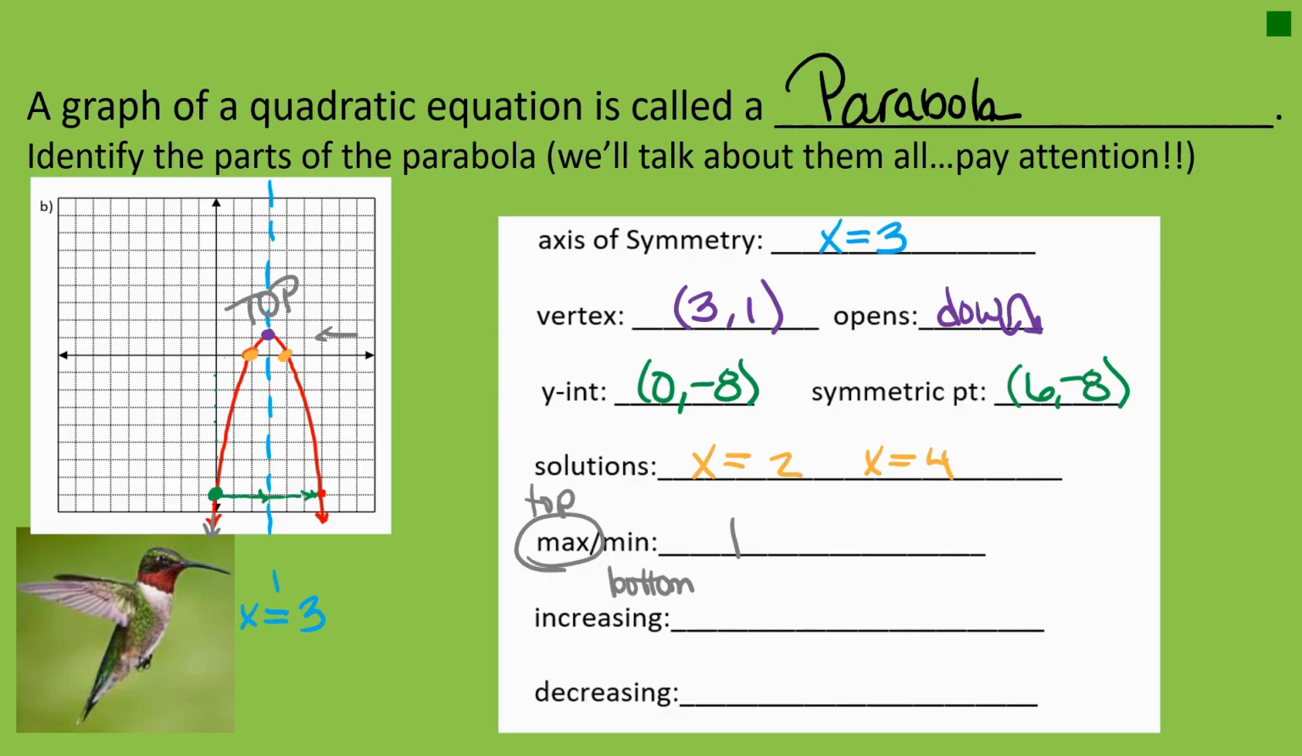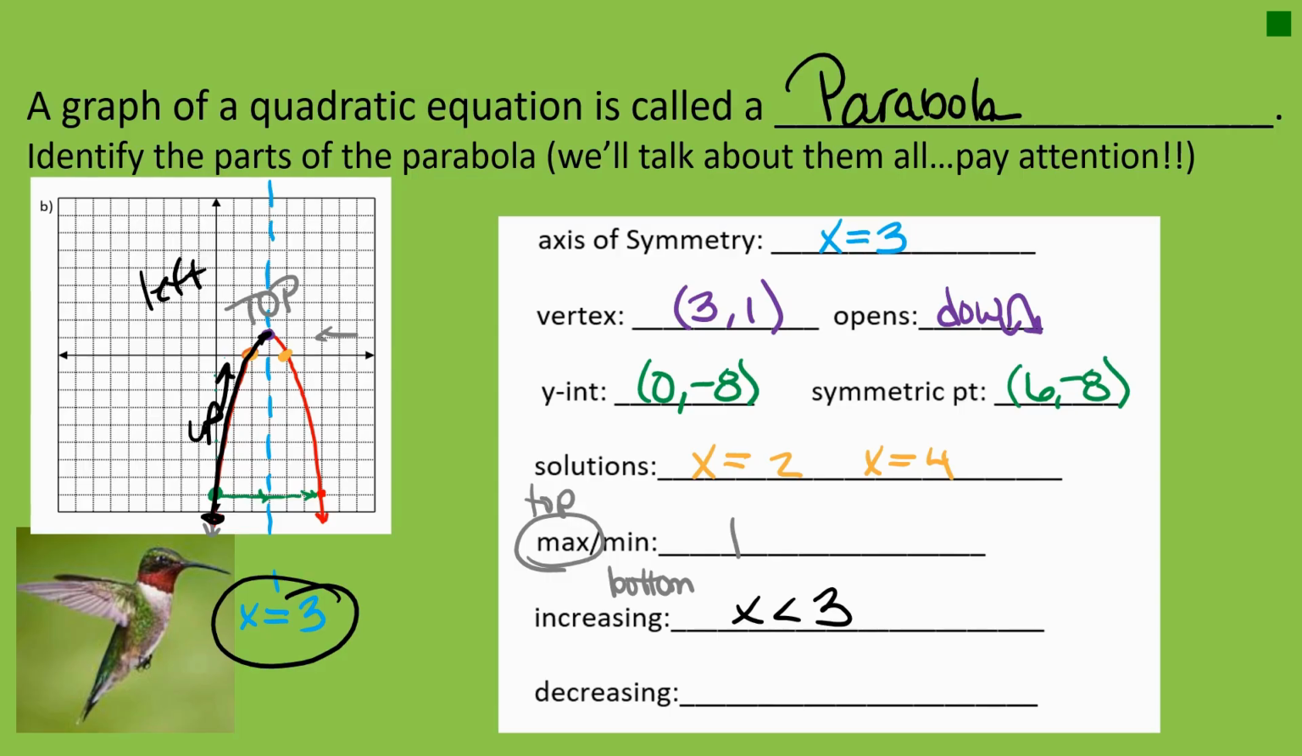We're going to go from left to right. So in this case, from left to right, I grab that arrow, I go to the vertex, and I am going up, which means it is increasing on the left of the vertex. So that's everything smaller than the axis of symmetry value. Everything smaller than 3 is going to be increasing.